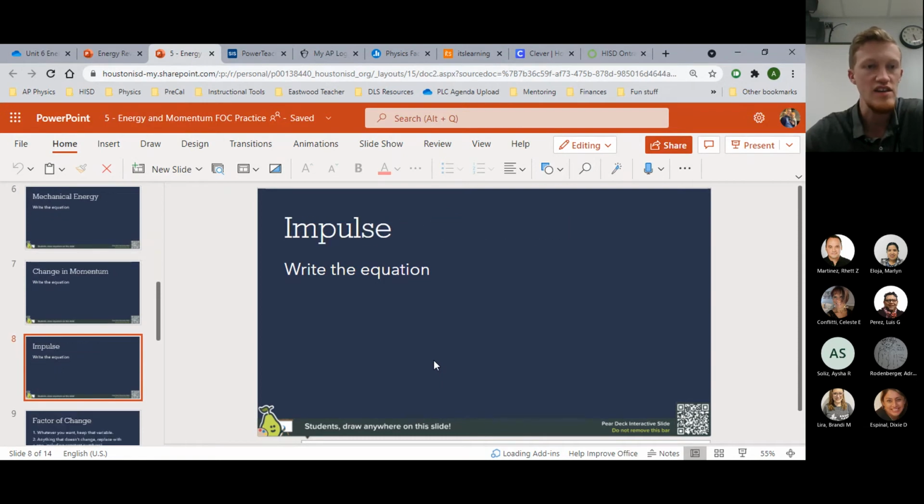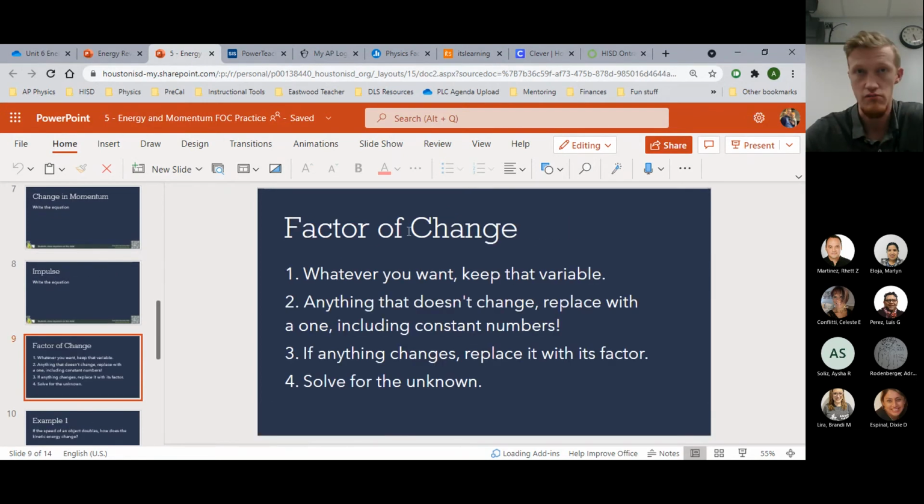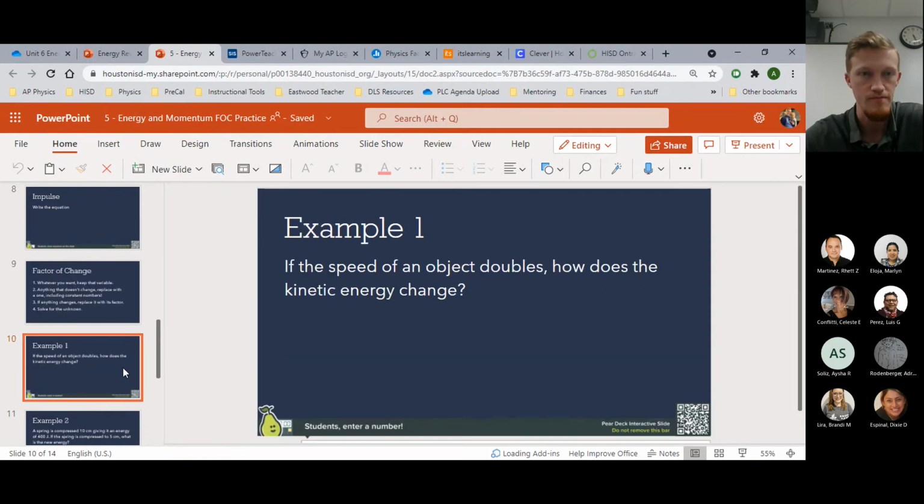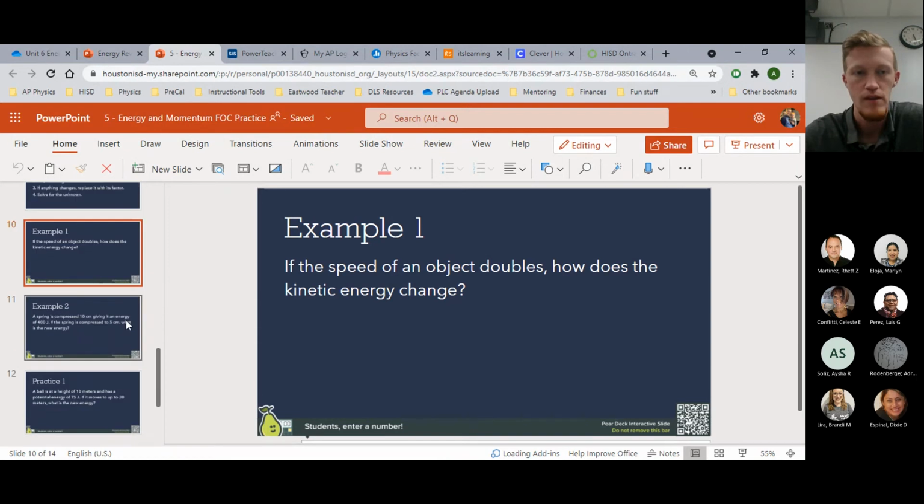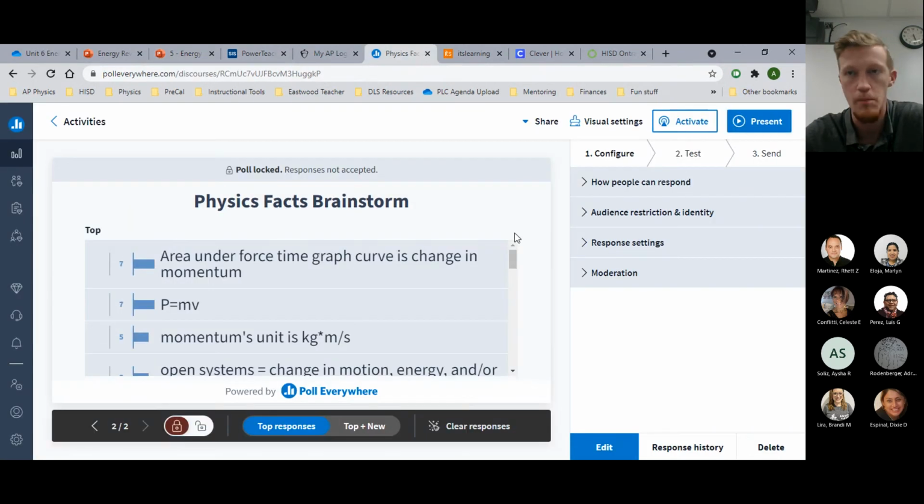And then we did a during the lesson portion, which was the factor of change method. I talked about it. And then I did examples. And if they're following along, they're able to input the answer. And so if a student didn't input the answer, I know that they probably don't hear me. So using tools like this, another tool that you could use is something called Poll Everywhere.